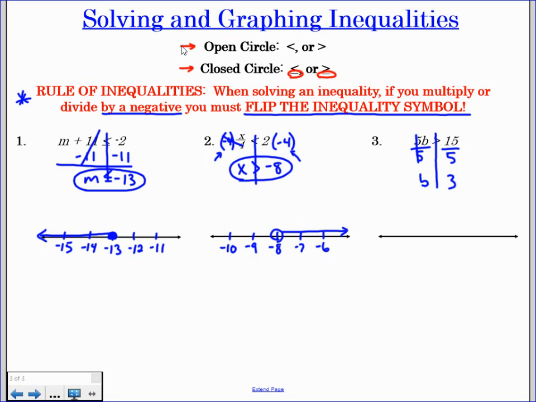And did I multiply or divide by a negative? I did not. I divided by a positive, but the rule doesn't say anything about positives. I didn't multiply or divide by a negative, so I'm going to keep my inequality symbol. So b has to be greater than 3. I'm going to put my solution on my number line here right in the middle. Add a couple more. And based off of the rules above, this is going to be an open circle, and my arrow needs to be going up the number line.